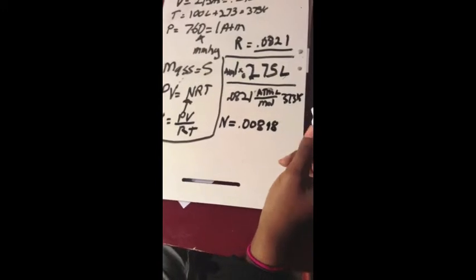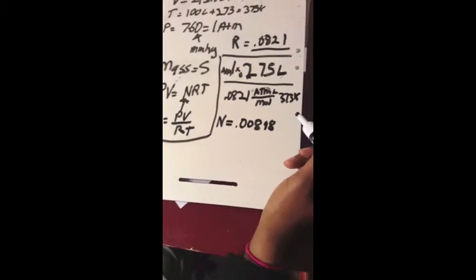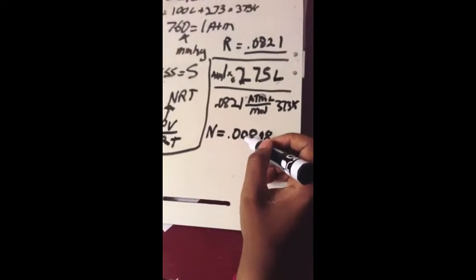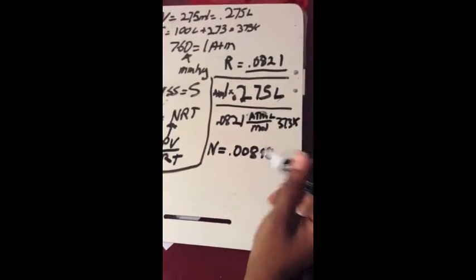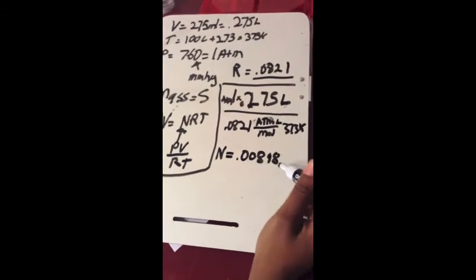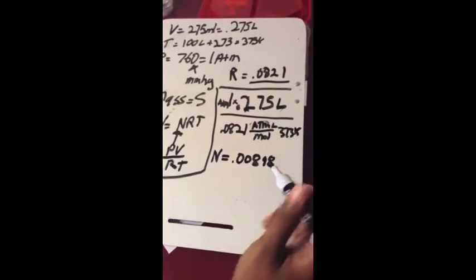We need to keep in mind our significant figures. Since our significant figures are 3, we need to realize that the zeros preceding the 8 do not count. So it's just 898, which is 3 significant figures.